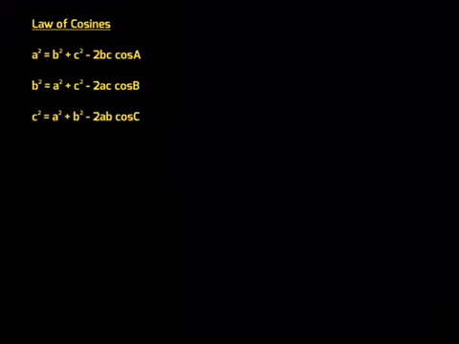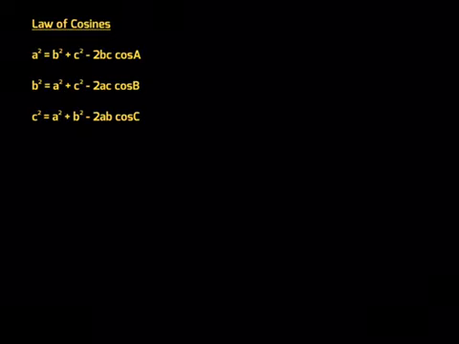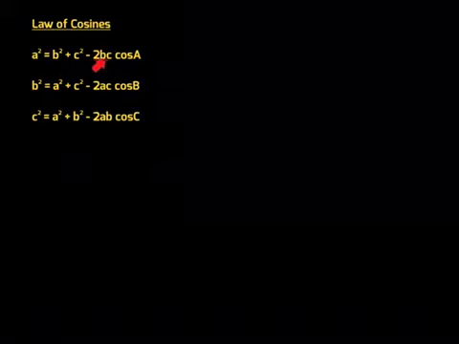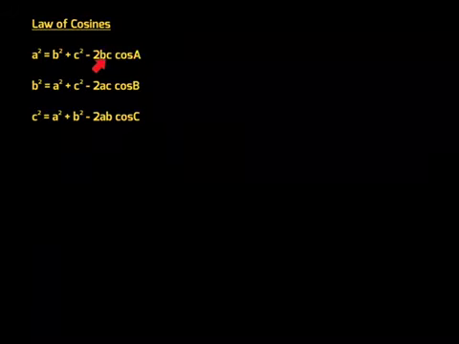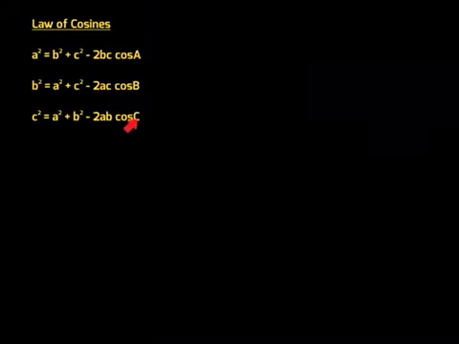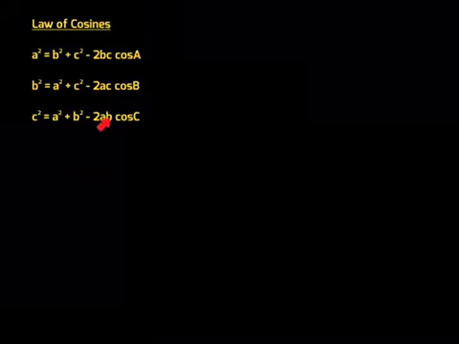So here's all 3 versions of the law of cosines. The first is a squared is equal to b squared plus c squared minus 2bc cosine A. Notice that angle A is included within those 2 sides. Here, angle B is included within the 2 sides A and C, and angle C is included within the 2 sides A and B.